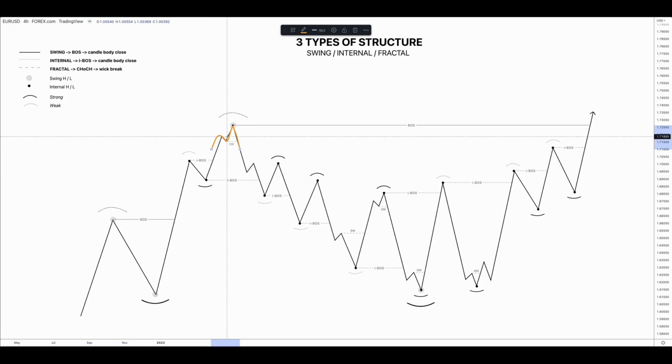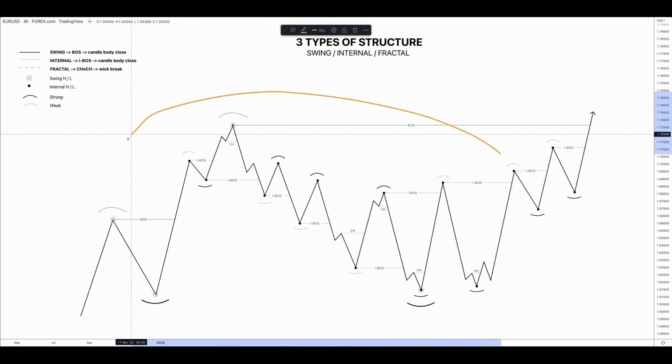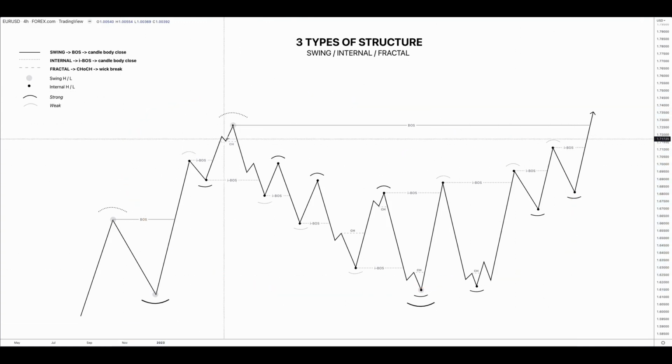Change of character, right? Essentially it's the fractal structure changing trend, which we'll get into in depth in a minute. But I just wanted to refresh your memory as to what part of the overall bigger puzzle fractal structure plays a role in. So remember, when the fractal structure changes trend, that just signals to us we're getting that internal pullback, right? So this is the internal structure and we're trading between that internal high and that internal low.